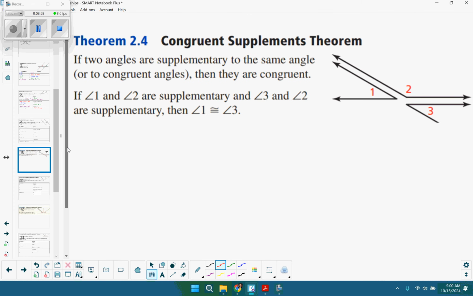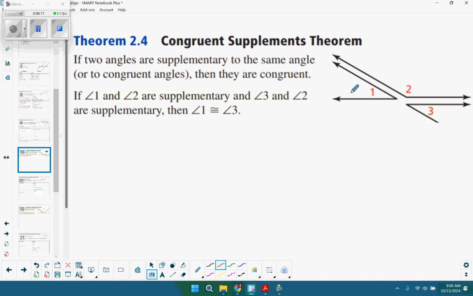So now we have two additional theorems we're going to talk about. They won't be used very often, but we're just going to learn them. So the congruent supplement theorem says if two different angles, like angle 1 and angle 3, are both supplementary to the same angle, angle 2, that would have to make 1 and 3 the same.